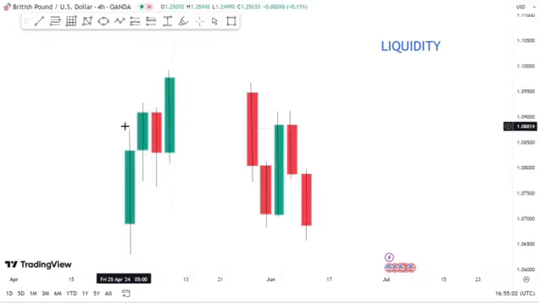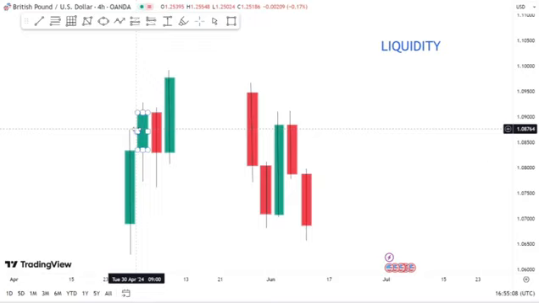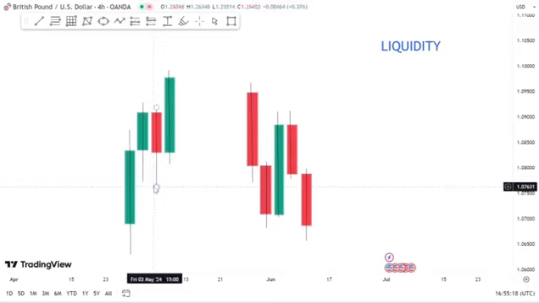Now, explaining what a pullback is. This is an independent candle. It's an independent candle because it took the liquidity of this other candle completely. Like it's flowing, they're all going up, right? A pullback is when, on an uptrend, the low of the previous candle is taken by the next candle.